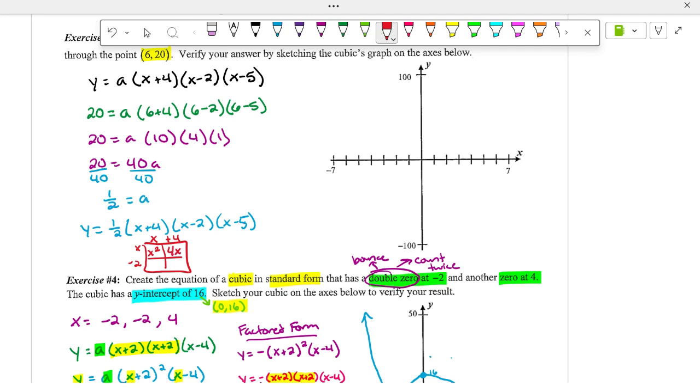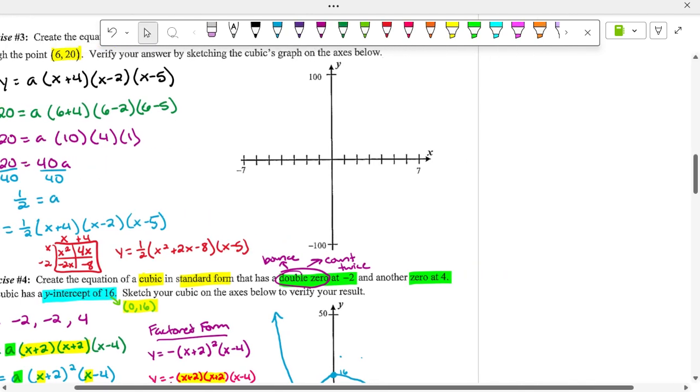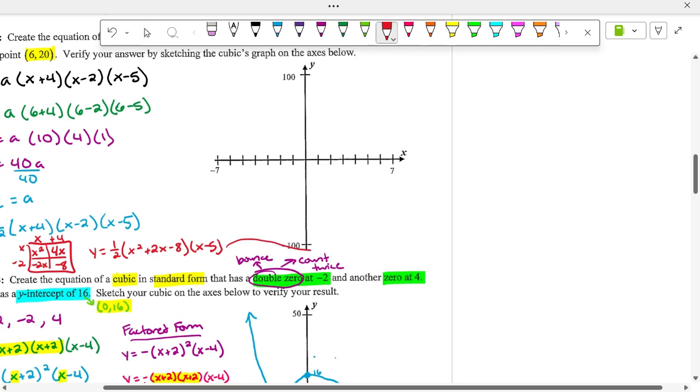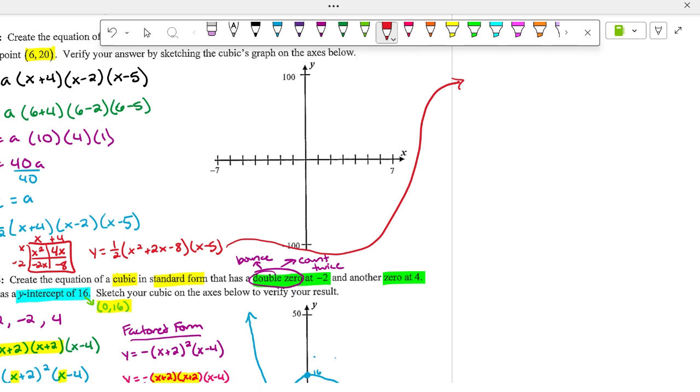Good. So if I pull everything out and combine like terms, I get y is equal to 1/2, because I still need to bring that down, times x squared plus 2x minus 8, and I still got to do x minus 5. So I'm going to continue over here. Chase, pick someone to do next. All right, Dylan, what's my next step?